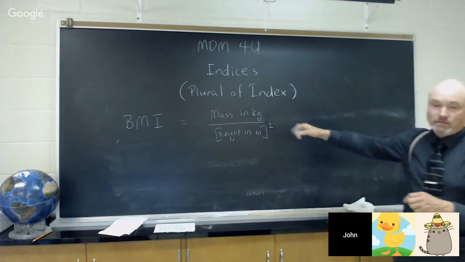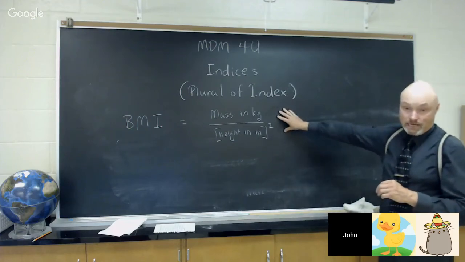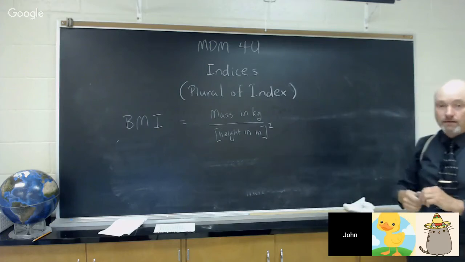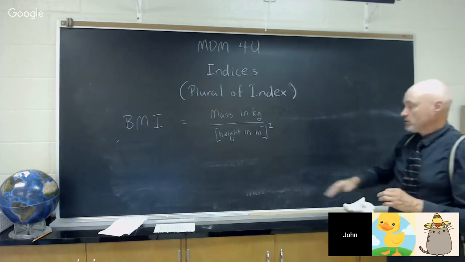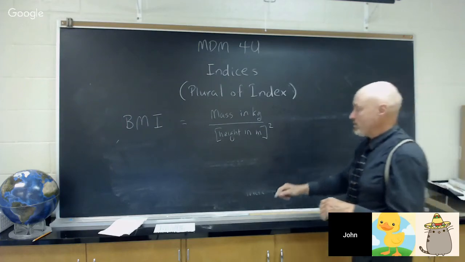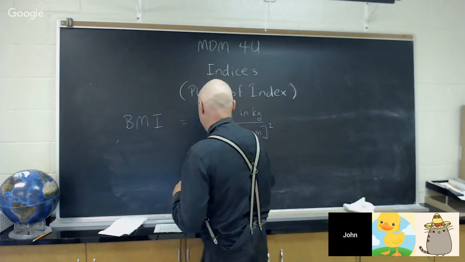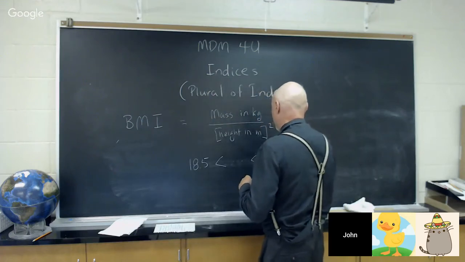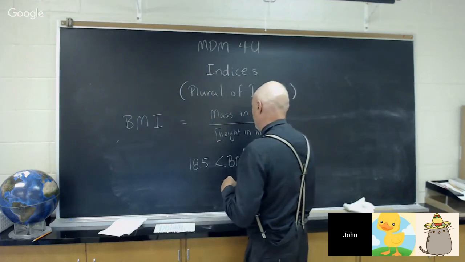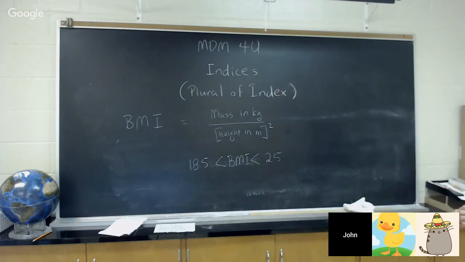But by dividing these two, in other words, coming up with a formula for my body mass index, I'm going to correct for the fact that as you get taller, you automatically get more massive. So the body mass index should be somewhere between 18.5 and 25 to be considered sort of a healthy body mass index, okay?